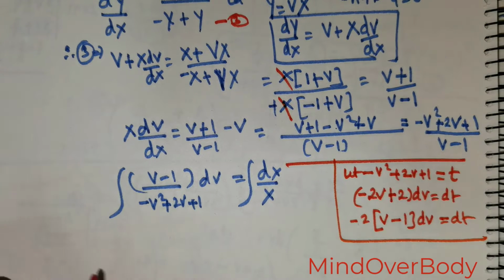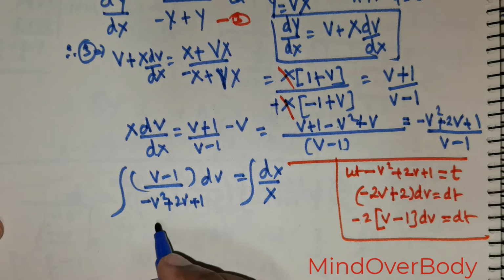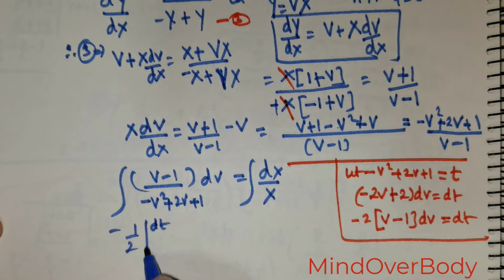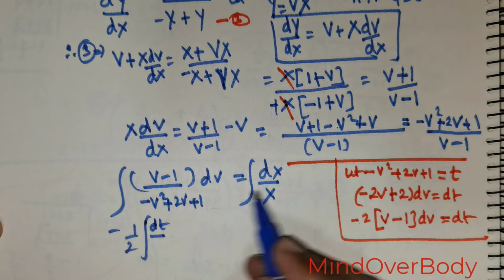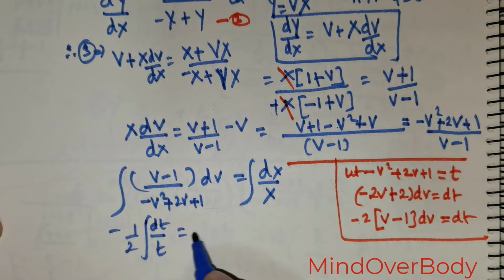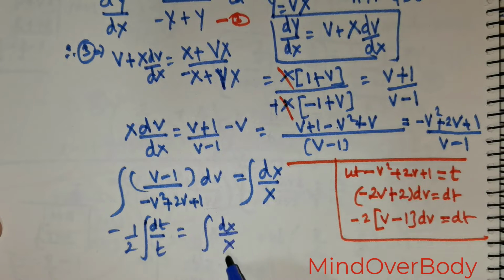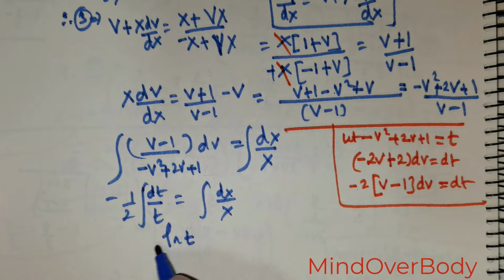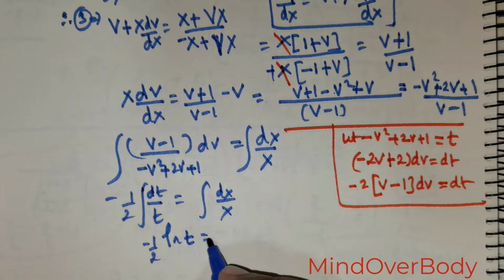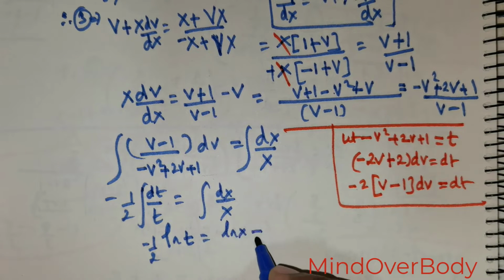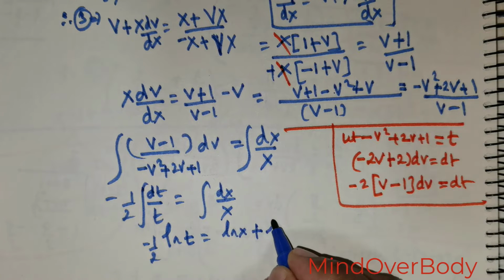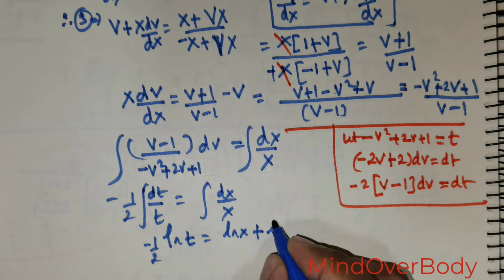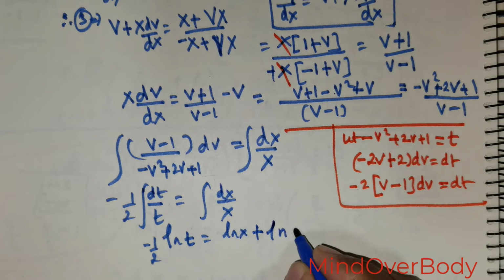So I can make the substitution. So this is going to be dt, 1 over 2 with a negative sign, divided by this entire thing, which is my t, is equal to integral dx over x. So this is going to be ln of t, of course there's a negative 1 over 2 there, is equal to ln of x positive, I can just place a ln c. Okay, so it depends on you. Since I've got ln everywhere, I can place ln c.